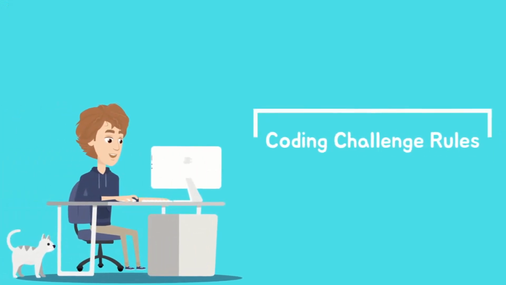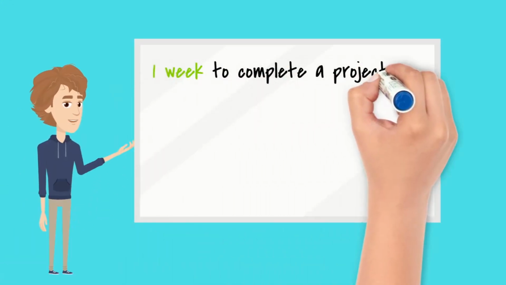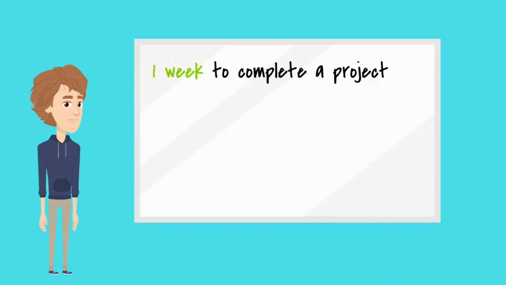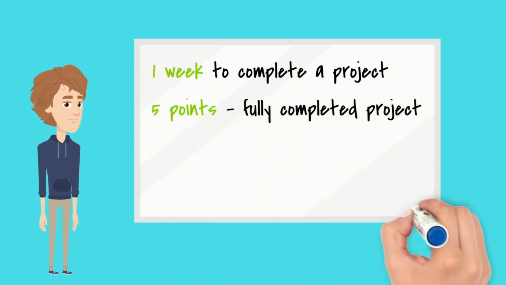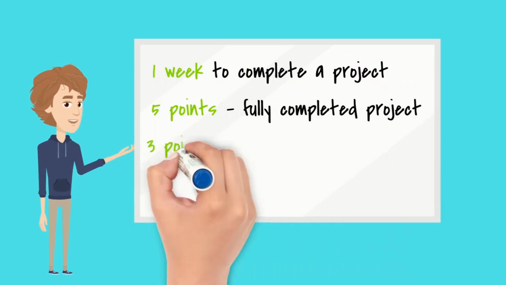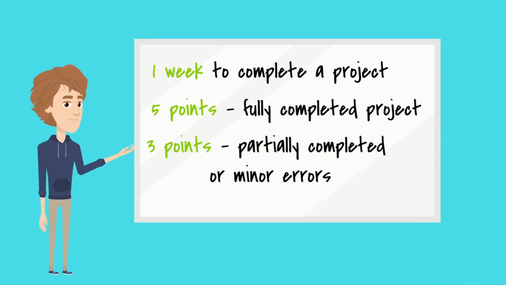Now, let's revise the Coding Challenge rules. You'll have 1 week to complete your project. For each completed and fully working project, you will get 5 points. If your project is partially completed or has minor errors, you'll still get 3 points. You can submit your project after the deadline too, no worries with that, but you won't receive any additional points.